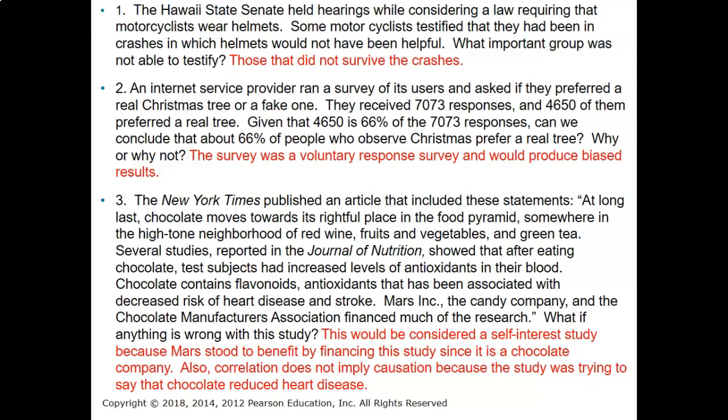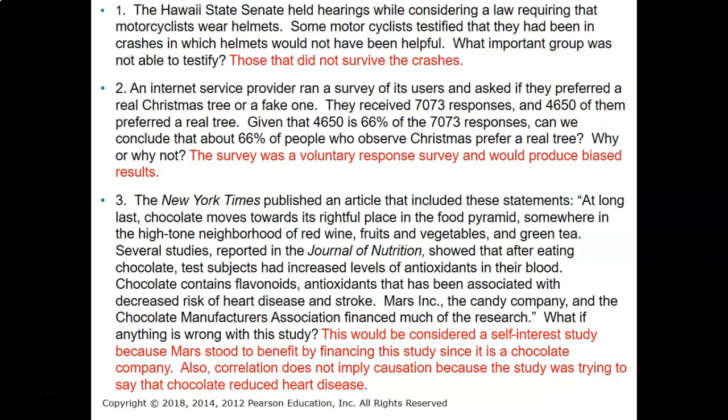Okay, on the first one here, it says what important group was not able to testify. So in looking at this particular situation, those that did not survive the crash would not have had any impact into the survey that was being conducted. So that particular group was not able to be included in that survey.